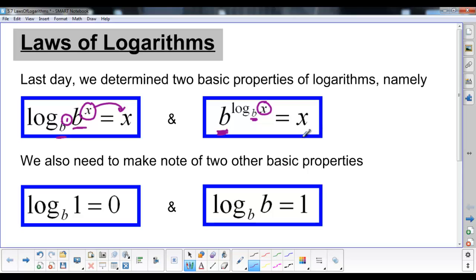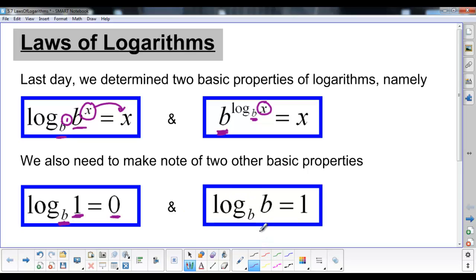We'll make note of two other basic properties. Remember that you're raising your base to some exponent to equal this argument here. So when your argument is 1, whatever your base is must be raised to the power of 0. So b to the power of 0 equals 1. Whenever you see an argument of 1, you know that the answer is going to be 0.